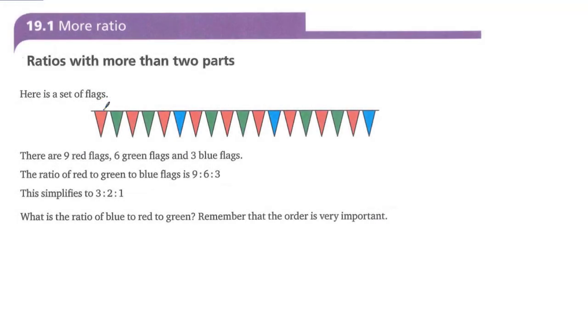Hello students, today's lesson is more ratios. The first part of this lesson is ratios with more than two parts.